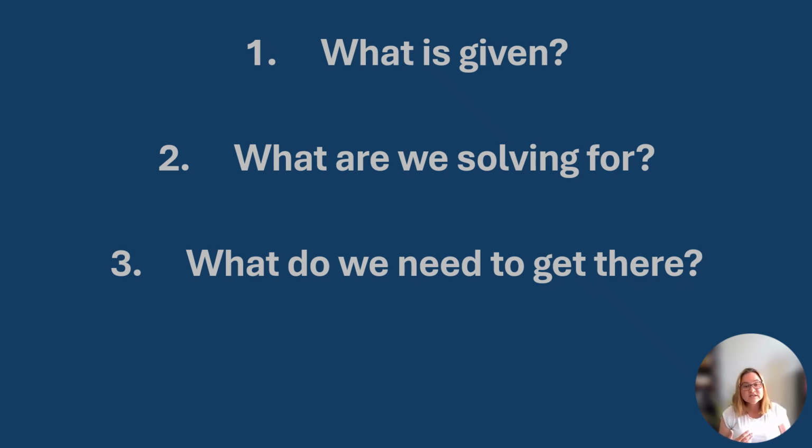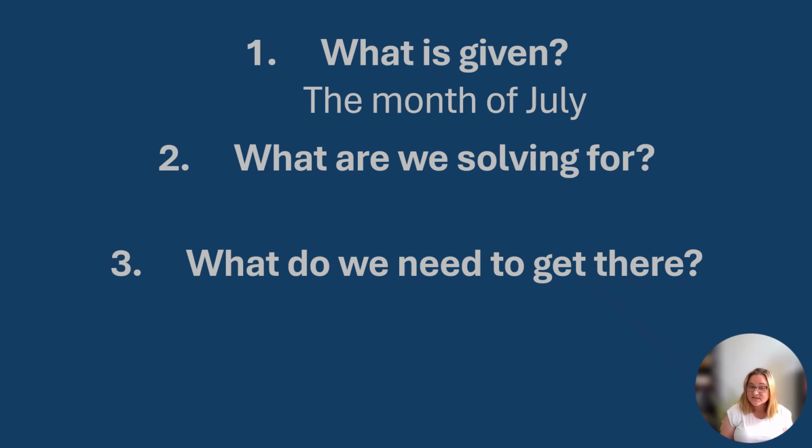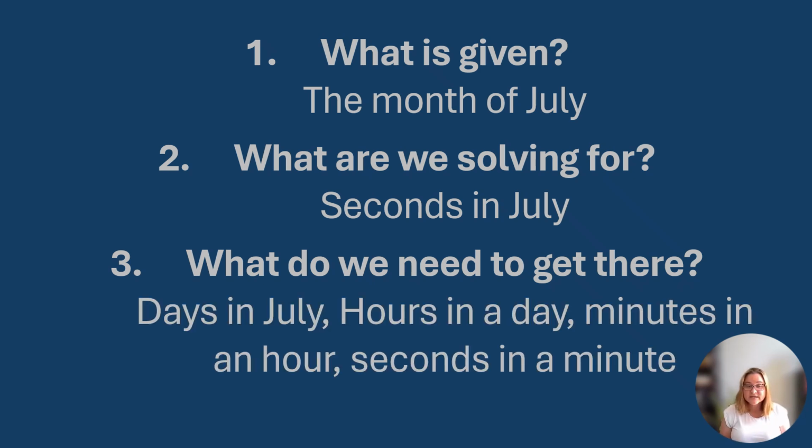Our question tells us that we're worried about the month of July. It also says that we need to determine how many seconds there are in July. So this is going to be our unknown. Lastly, we need some conversion factors to help move us from where we are unit-wise to where we need to be unit-wise. I'm going to use all of these in the interest of demonstrating the technique, but some of these could easily be combined to shorten your calculation a bit.